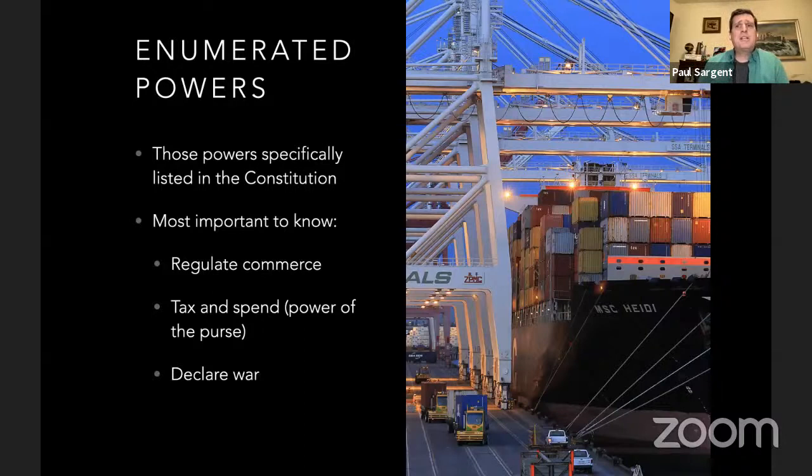They also have the power to declare war, and it's important to take a moment on this. Congress has the power to declare war. The president, as the head of the executive branch, is the one who's in power of implementing that war, just like the executive branch implements laws, implementing the war, in other words, fighting it.